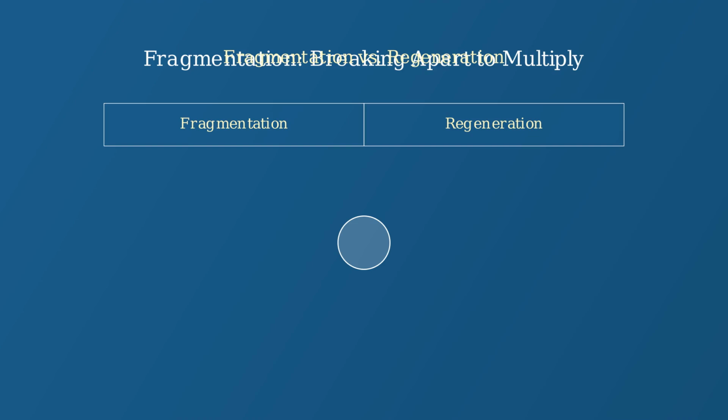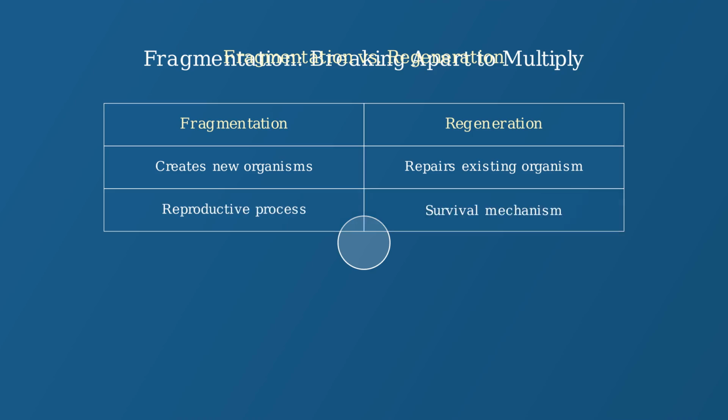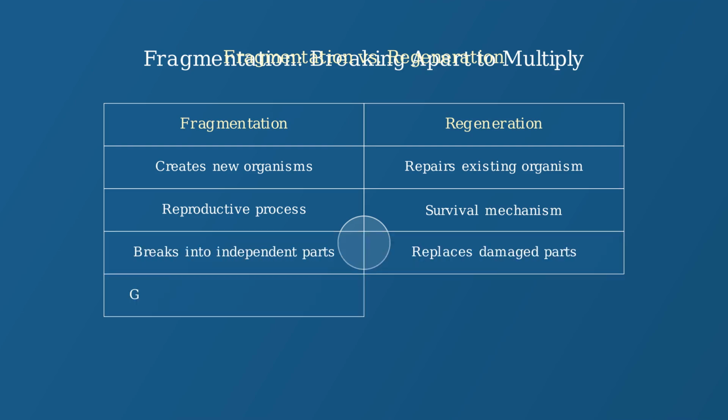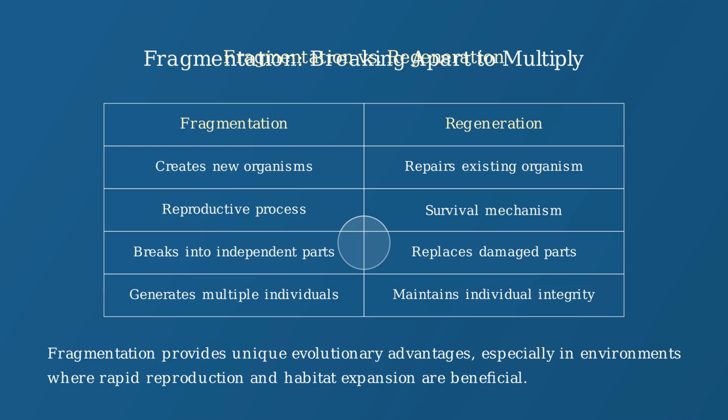It's important to distinguish fragmentation from regeneration. While they may seem similar, they serve different purposes. Fragmentation is a reproductive process that creates entirely new organisms from fragments. Each fragment becomes an independent individual. In contrast, regeneration is a survival mechanism where an organism repairs or replaces damaged parts while maintaining its identity as a single individual. Fragmentation provides unique evolutionary advantages, especially in environments where rapid reproduction and habitat expansion are beneficial.